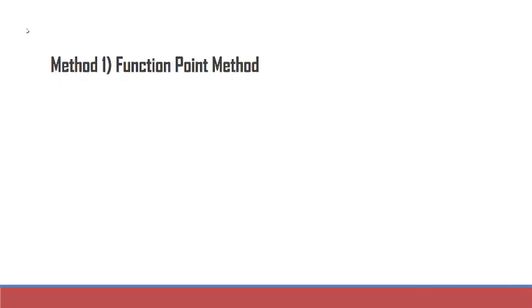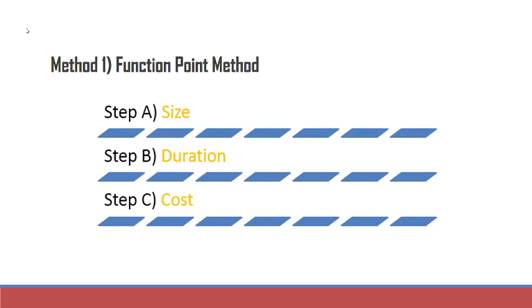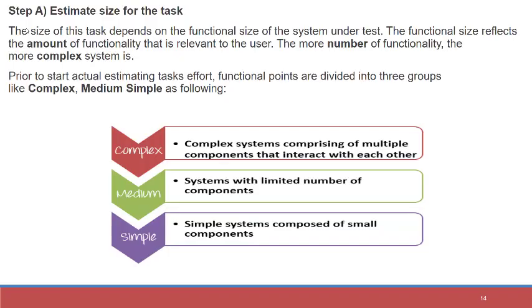We'll see function point estimation first. What we do here is measure the size of the effort required using three factors: size, duration, and we find out the costing of the entire project. So size, duration, and costing are the factors based on which the entire calculation is done. First we estimate the size of any task. We have already broken down the entire project into tasks and subtasks, so we have to find out the size of each task.